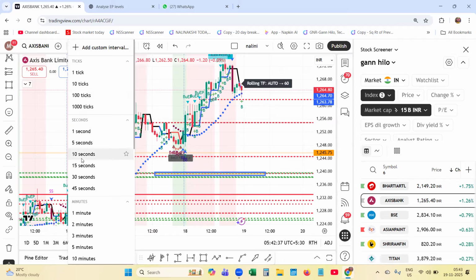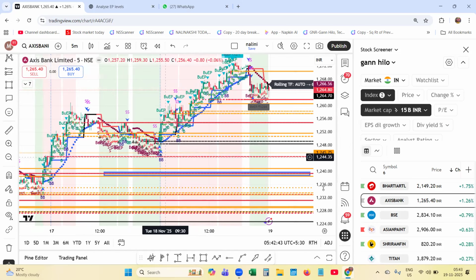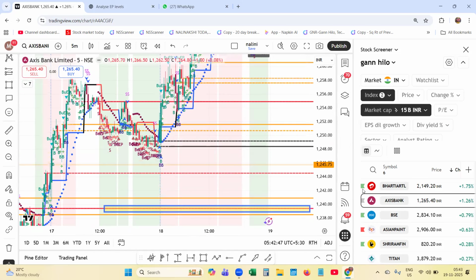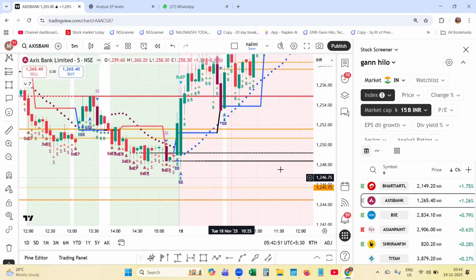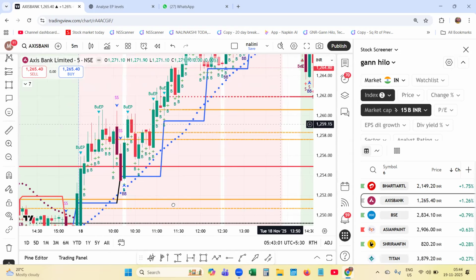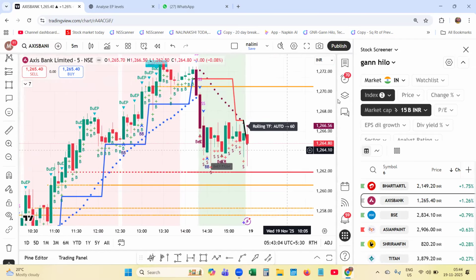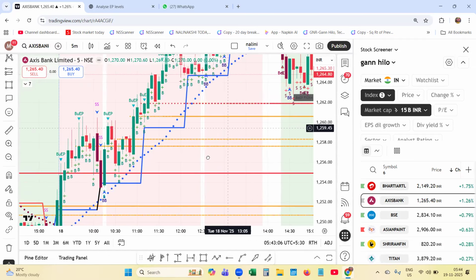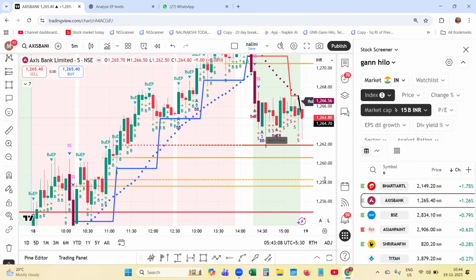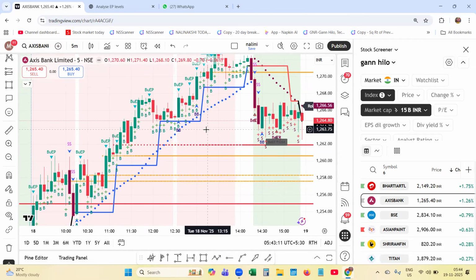And if I change to 5 minute, so you need to see strong base is there. Strong base is there for this Axis Bank on an intraday basis. See, it opened with PE level, and it traveled through all these levels. All the resistance it crossed. For that, you will be getting these lines.